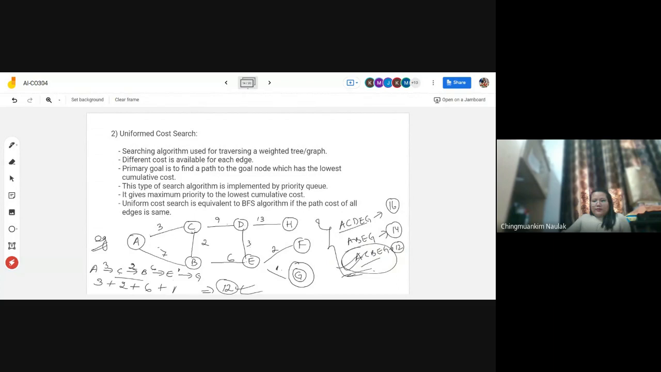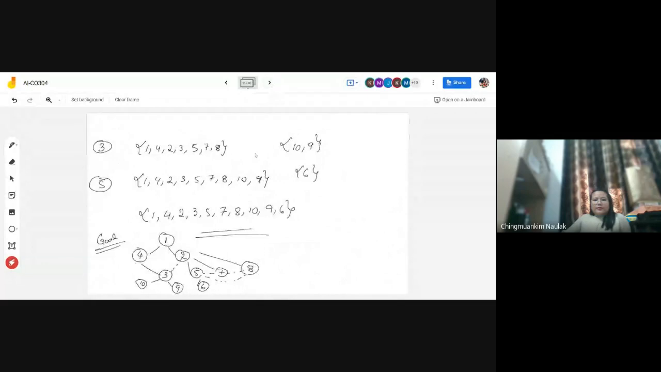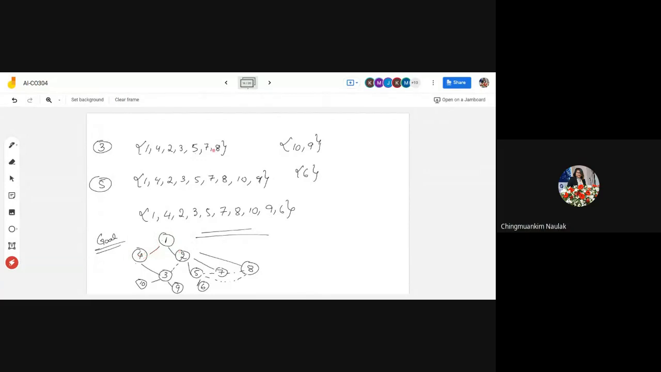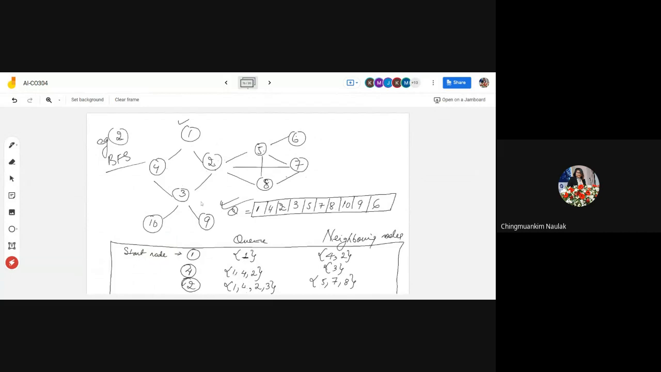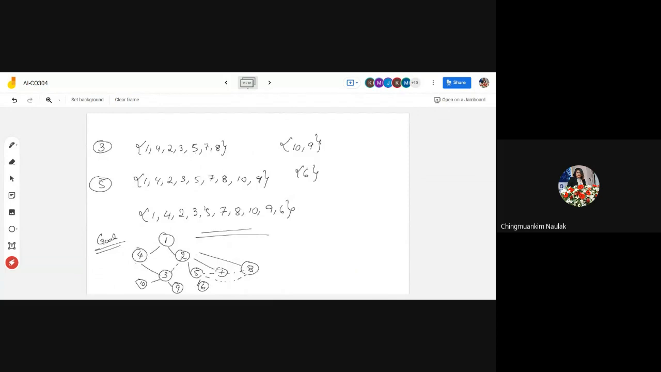Okay, so I saw in the chat box that someone has a problem with slide number 16, right? Okay, slide number 16. I'll just explain this. You first explored this one, right? And its neighboring nodes are 4 and 2, so you write 4 and 2. After 1, you explore 4, and the neighboring node is just 3. So 4 has neighboring node 3, right? So you write 3. Then after 4, you explore 2.